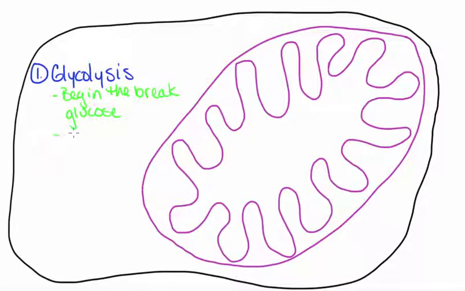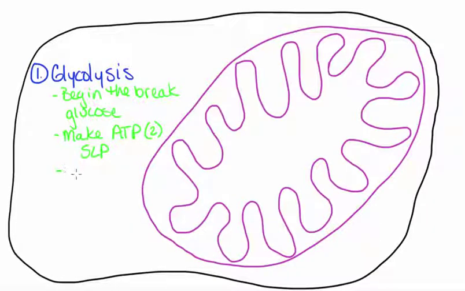When it does that, it will make some ATP. Now, the amount of ATP that it makes is going to be pretty minor. It's about 2 ATPs, and that ATP is made by substrate level phosphorylation using a kinase enzyme.